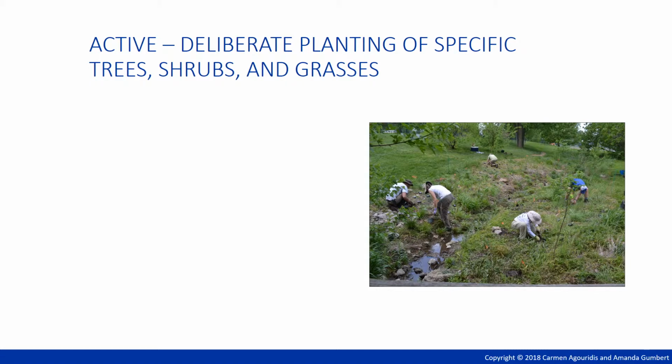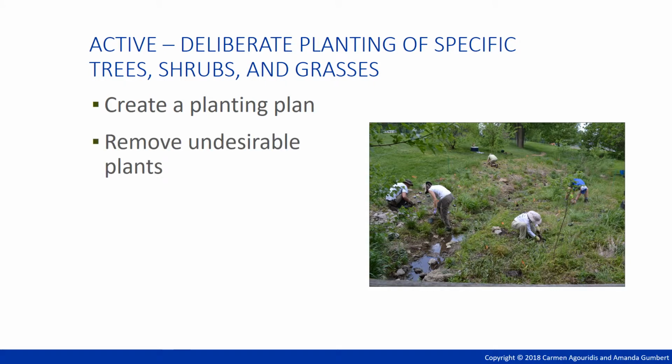An active stream buffer establishment approach involves many more steps than a passive approach. Once the initial site assessment has been completed, you will need to create a planting plan. Some things to consider when making your planting plan include: what is your budget? How wide will your stream buffer be? What do you want the buffer to look like in 5 years or even 10 years? Who will be responsible for maintaining the buffer?